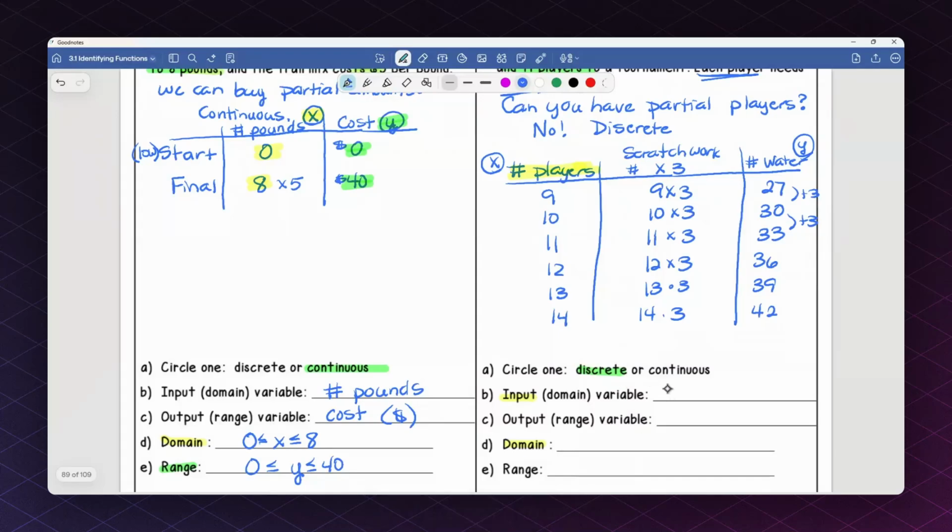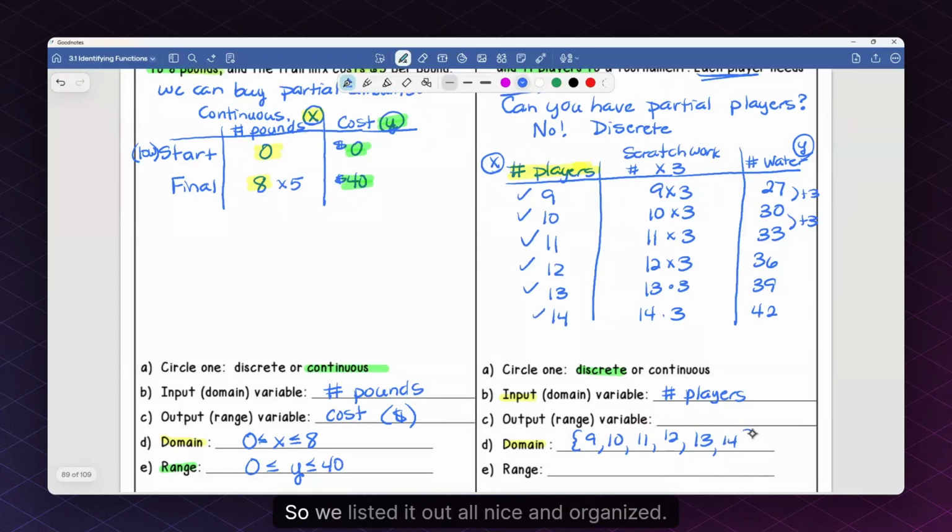So we've got to write down number of players. I got ahead of myself here. And then my domain, I'm just going to list it out. I've got 9, 10, 11, 12, 13, and 14. So we listed it out all nice and organized.